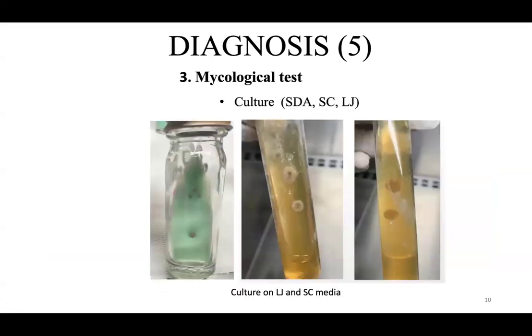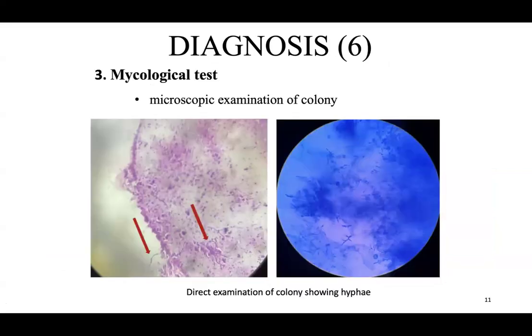The culture is done on Sabouraud dextrose agar, Sabouraud chloramphenicol, or Lowenstein-Jensen media, depending on the color also of the grain. They are incubated at 25 and 37 degrees. And as you know, there are some species, such as Madurella grisea, which do not grow at 37 degrees. Then we are proceeding with the microscopic examination of the colony. But at this step, it is usually difficult to identify certain species, and that makes the molecular diagnosis very important.